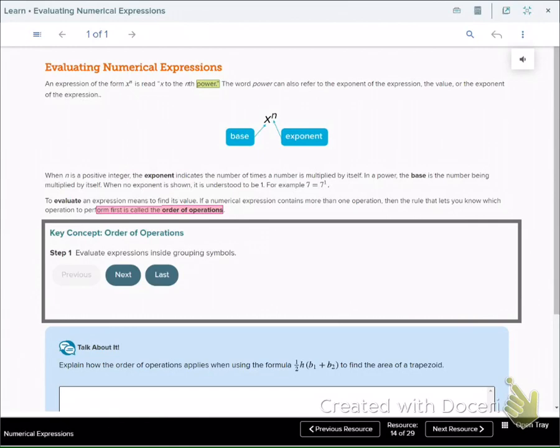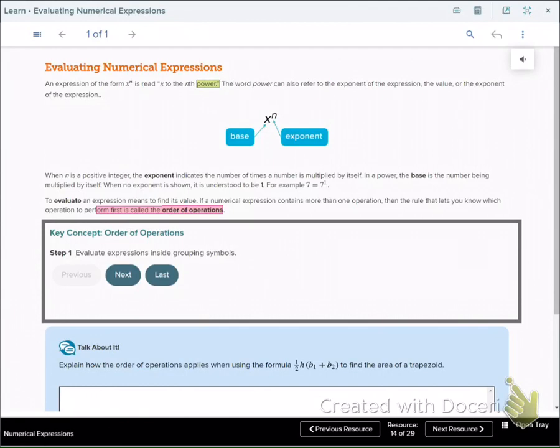Like, take care of exponents first. And then that kind of makes it sound like we're doing this whole thing. But the exponent refers to the little number. The base is the big number, and the entire thing all put together with the base and the exponent is referred to as a power.